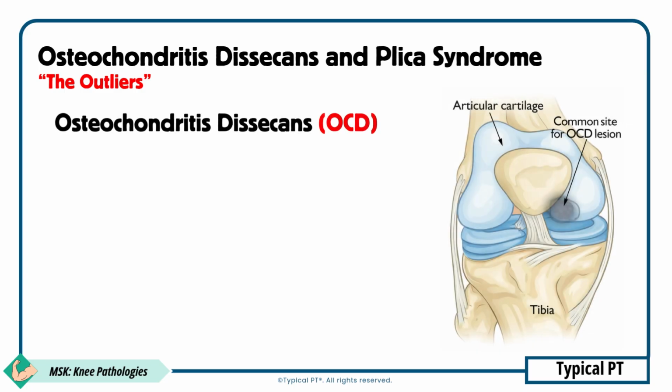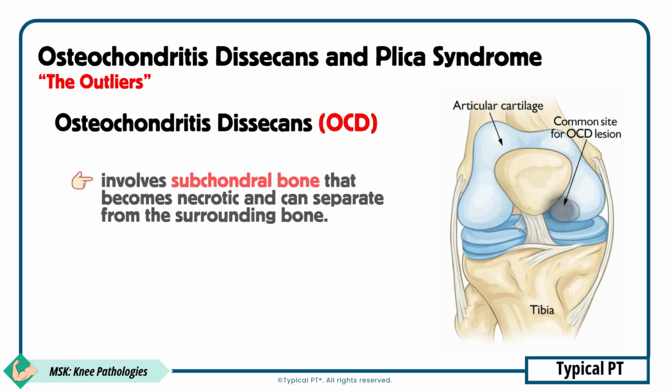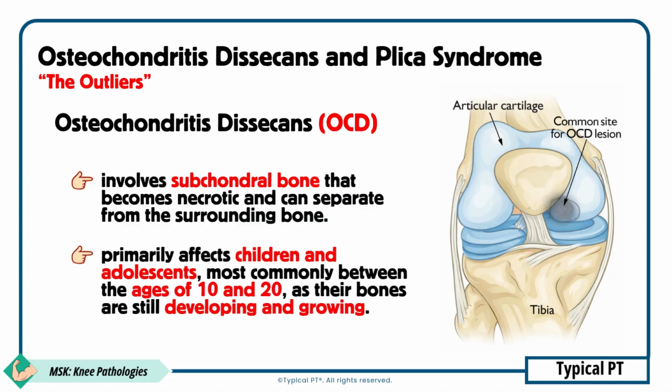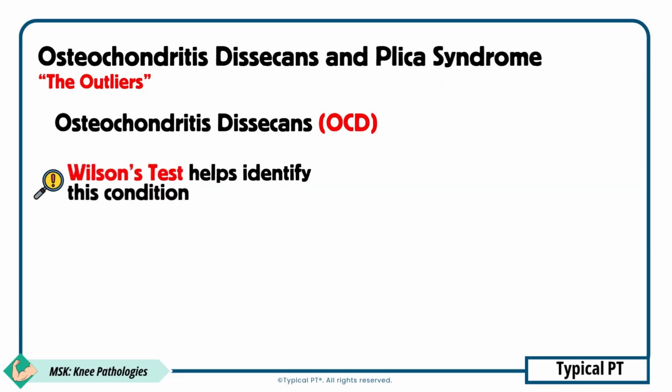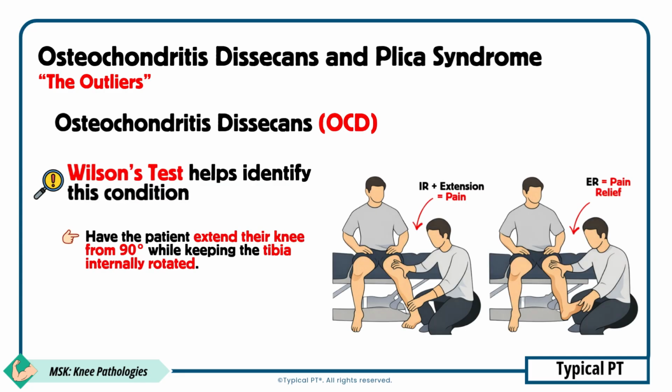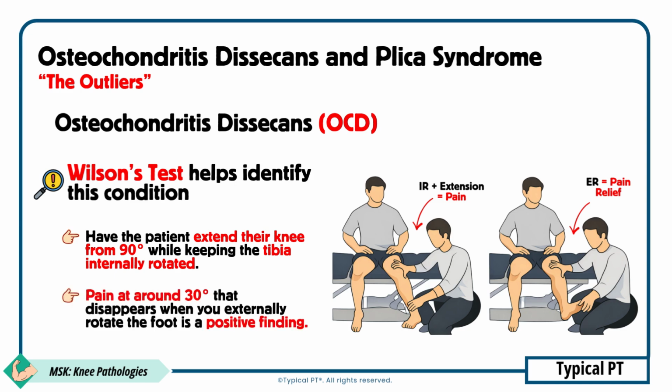Osteochondritis dissecans, or OCD, involves subchondral bone that becomes necrotic and can separate from the surrounding bone. This primarily affects children and adolescents, most commonly between the ages of 10 and 20, as their bones are still developing and growing. Wilson's test helps identify this condition. Have the patient extend their knee from 90 degrees while keeping the tibia internally rotated. Pain at around 30 degrees that disappears when you externally rotate the foot is a positive finding.